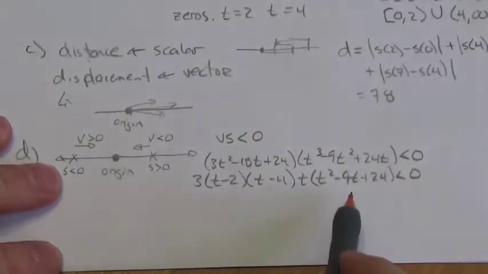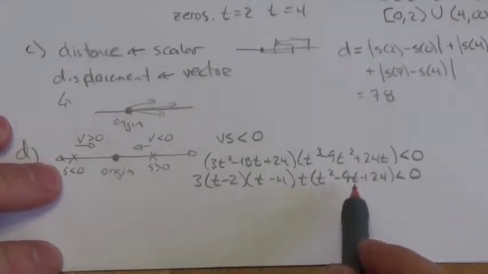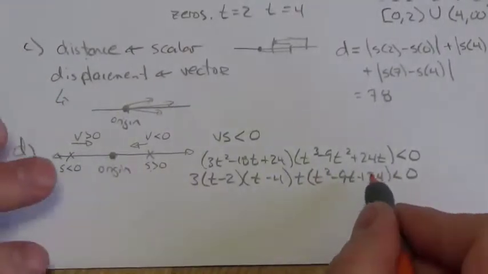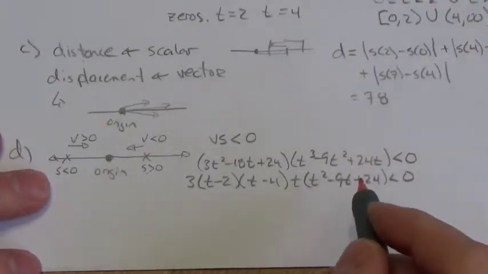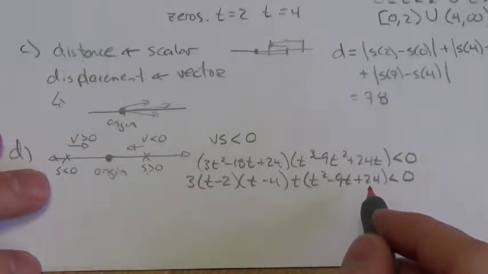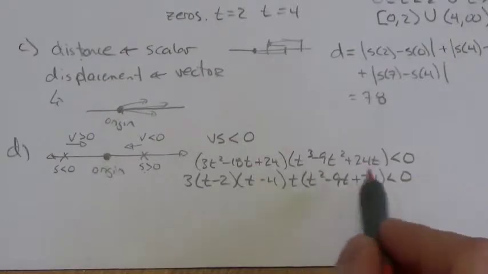Okay, so now I want to see if I can factor this t squared minus 9t plus 24. It's just a quadratic, so I'm looking at factors of 24 that add to negative 9. So what do we got here? 2, 12, nope. 3, 8, nope. 4, 6, okay. Doesn't look like that's going to factor nicely.